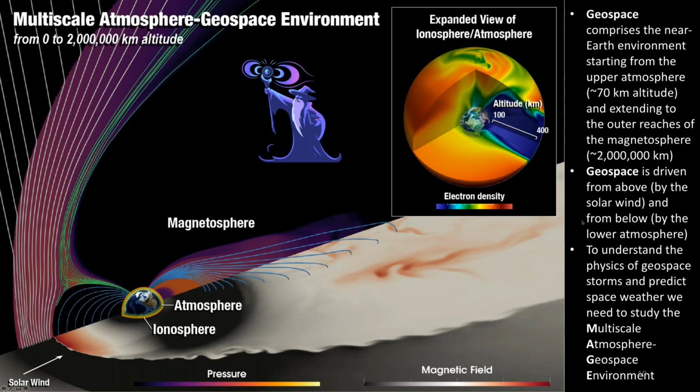The interesting part about geospace is that it's not only driven by the solar wind, which is from above, but also is affected, or sometimes we say preconditioned, by the lower atmosphere. So if you want to study this geospace system, you need to study both its interaction with the solar wind and with the lower atmosphere. And that's why we started calling it the multi-scale atmosphere geospace environment, or MAGE. And this is what this guy is doing here, and I'll talk to you about this guy in a second. So to understand the physics of geospace storms and predict space weather, we need to study the multi-scale atmosphere geospace environment.